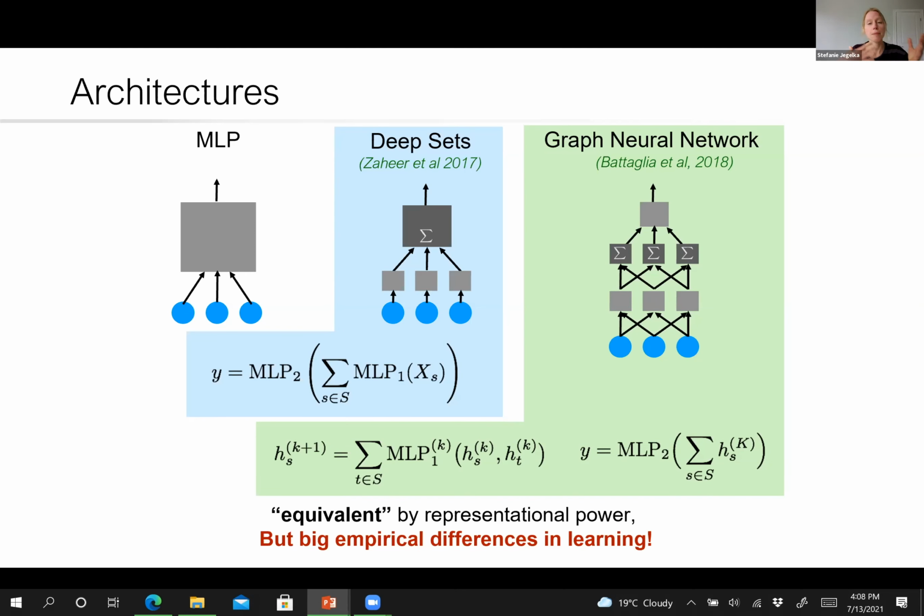And maybe this doesn't come as a surprise, because you have this thing in your mind that maybe this has the right inductive biases. But what exactly is this inductive bias? So let's try to think about this a little bit more.